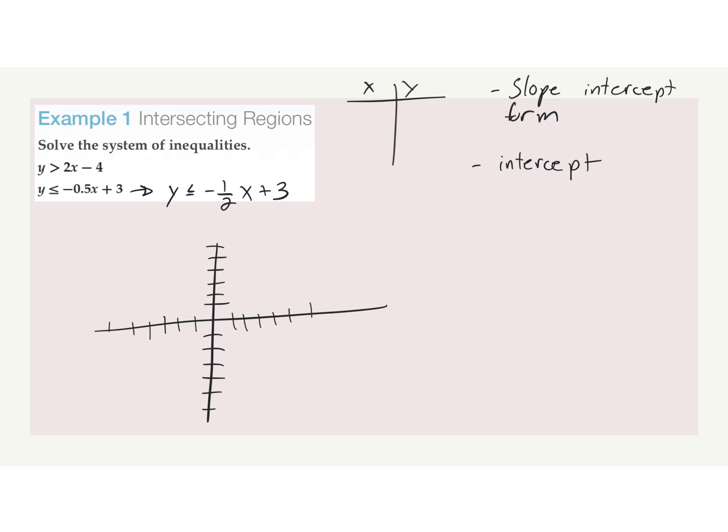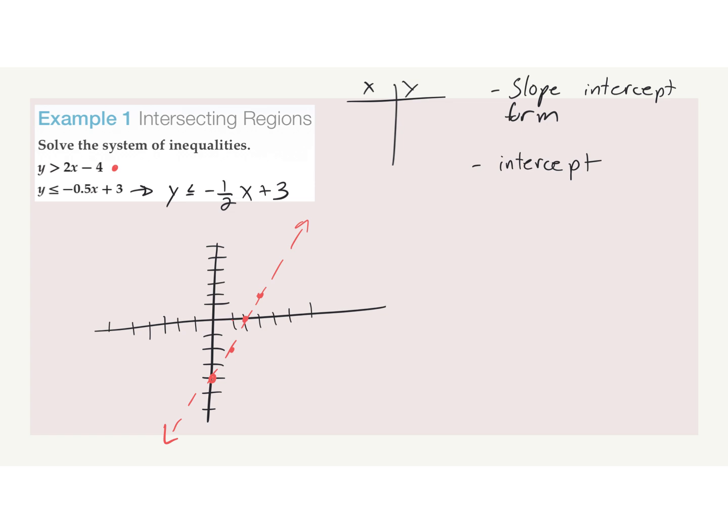So for slope-intercept, this first line I'm going to do in red. I'm going to start at -4, and then I'm going to go up 2 and 1 to the right, up 2 and 1 to the right, up 2 and 1 to the right. Now this is going to be a dotted line.